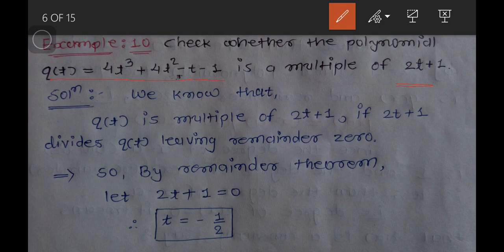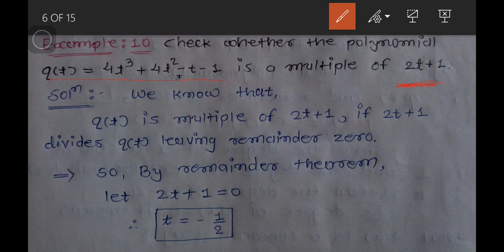Now what is the meaning of multiple? So we can understand that 2t plus 1 is a factor of 4t cube plus 4t square minus t minus 1. If we put the value of t from 2t plus 1 in q of t, and it makes it equal to 0, then we can say that the given q of t is a multiple of 2t plus 1. So let me prove it.